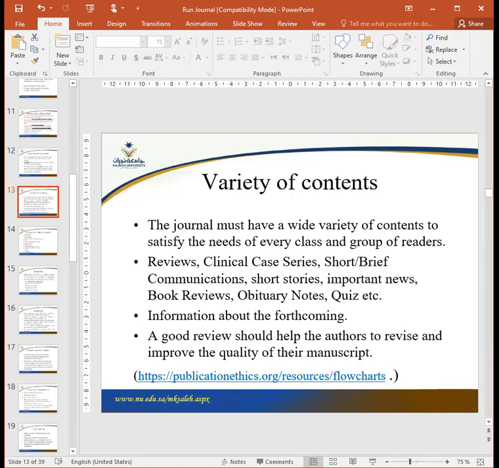A good review helps the author to revise and improve the quality of their manuscript. In this regard, the Committee on Publication Ethics, COPE, has prepared some flowcharts which provide useful guidelines to the editors to handle scientific misconduct. It is available in the link provided and shown to you in this slide.